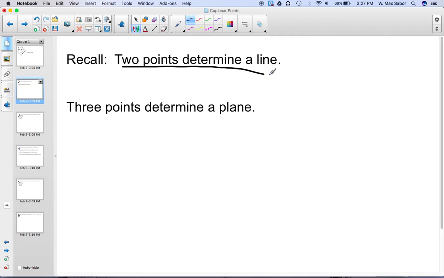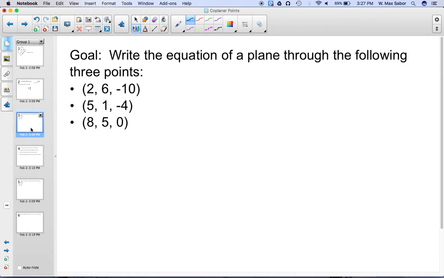So recall that 2 points determine a line, 3 points determine a plane. So if I give you 3 points in 3 dimensions, you should be able to tell me the plane. So that's what we're going to learn about today. We want to write the equation of a plane through 3 random points.